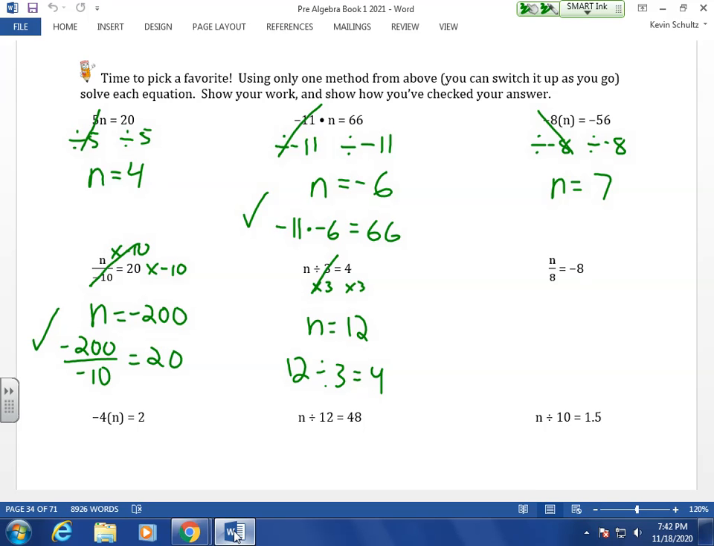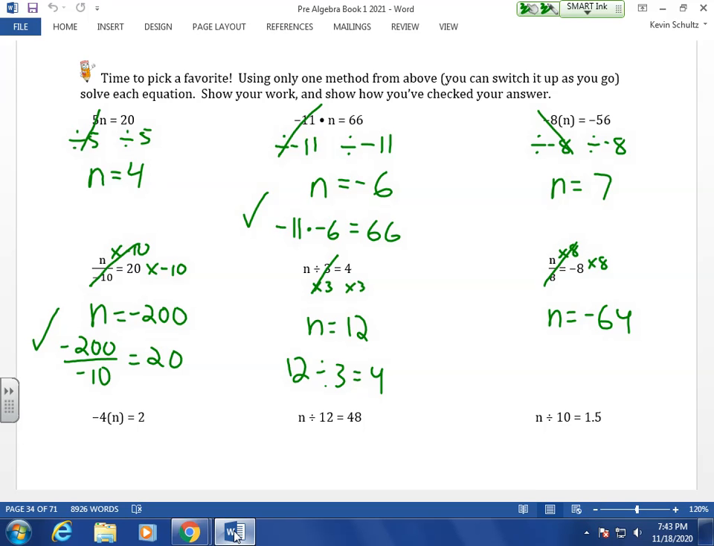Third one, n divided by 8 equals negative 8. I think we did this one together, but maybe not. But we're dividing by 8 in the original equation. So to undo that, we're going to multiply both sides by 8. And negative 8 times 8 is negative 64. That's our value for n.